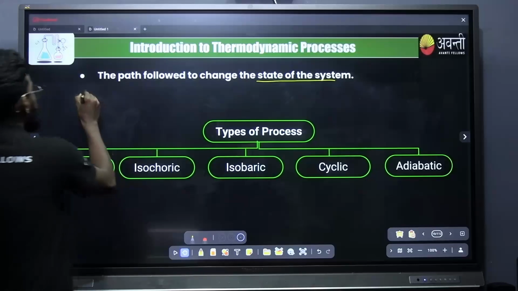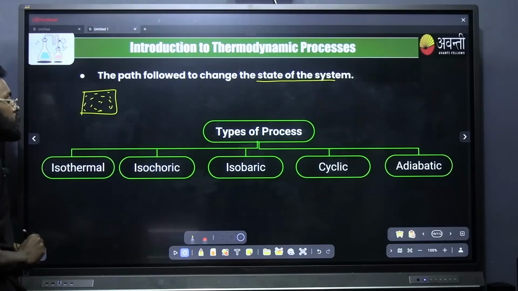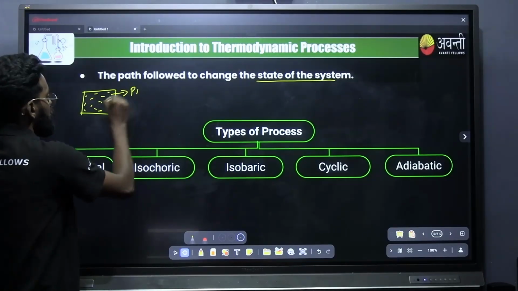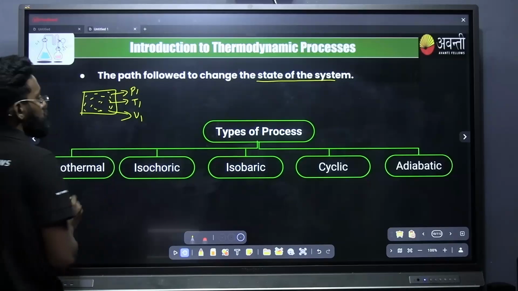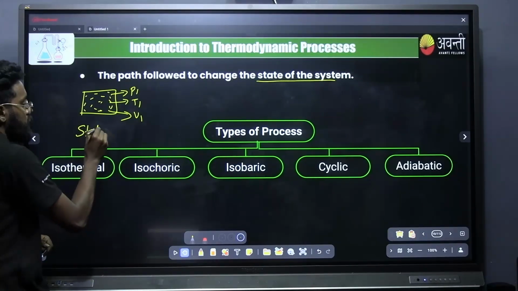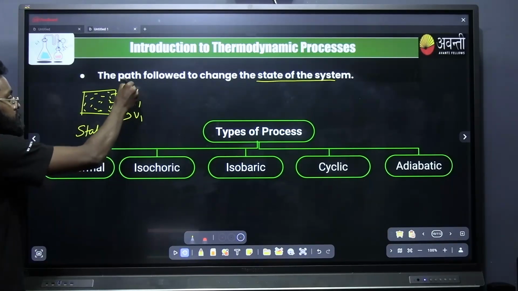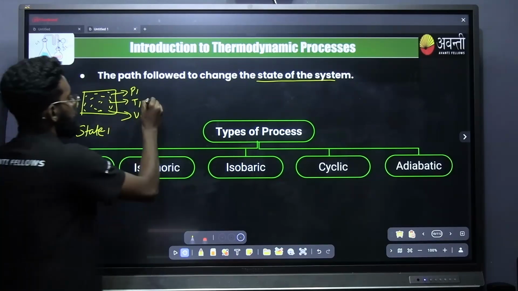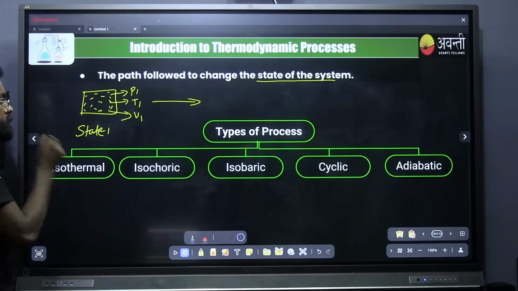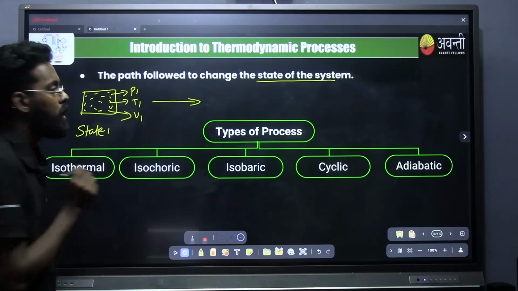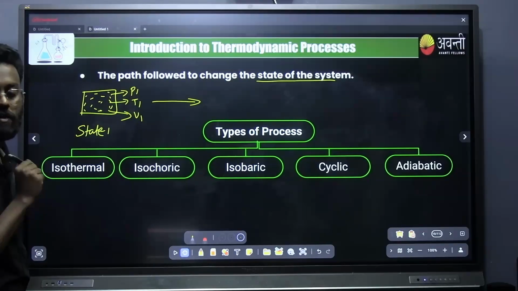I can give an example. Consider a system which has some gas molecules, and it is defined by pressure P1, temperature T1, and volume V1. This is in state 1, and this state is defined by the state parameters P1, T1 and V1. Now I am going to change the state of this particular system. How can I change the state of the system? If I change any of these state parameters, I can change the state of the system.